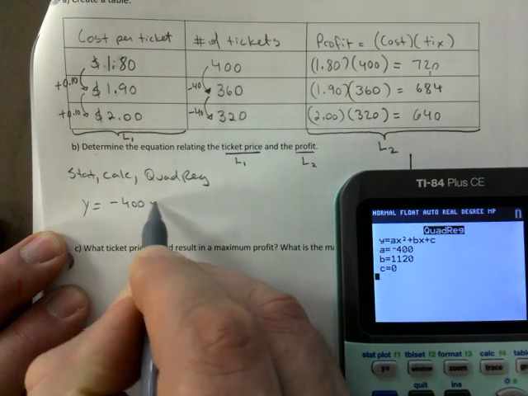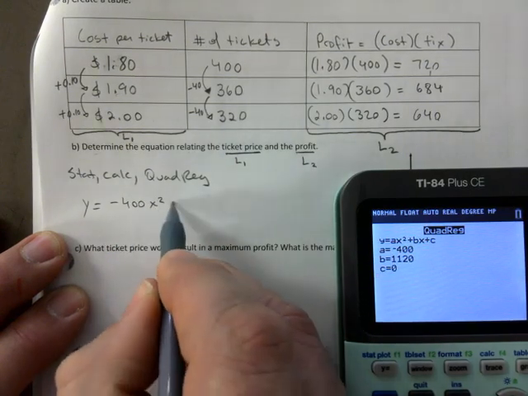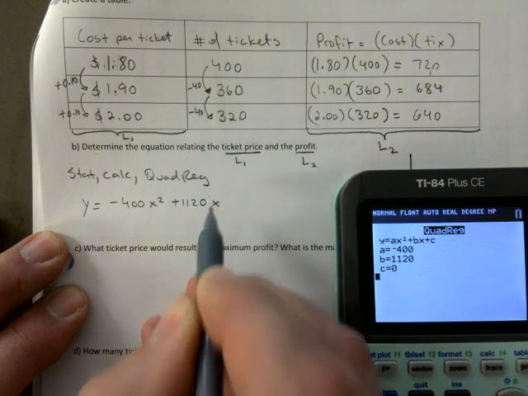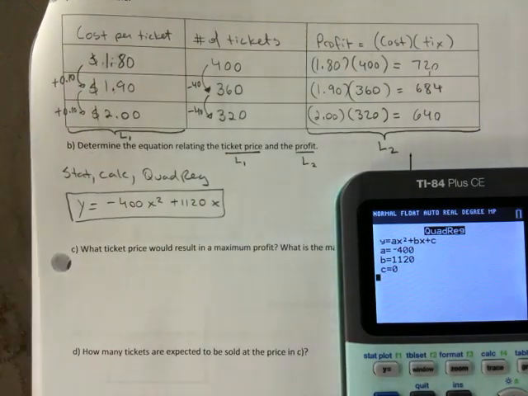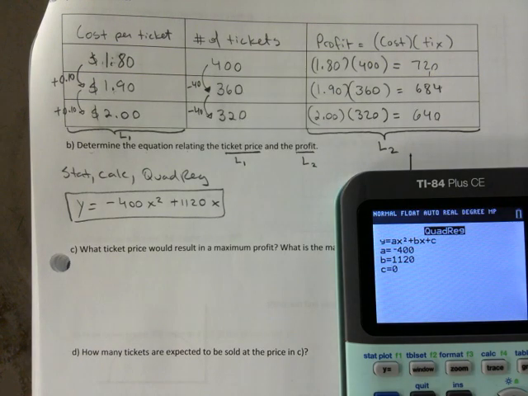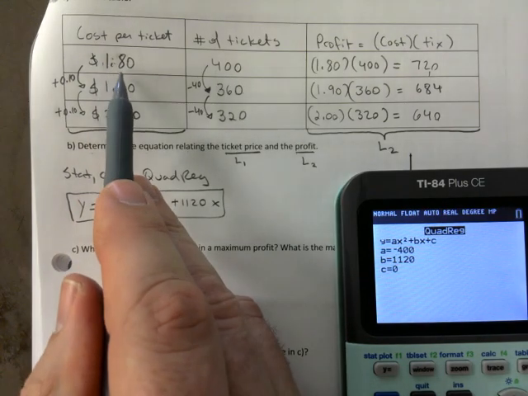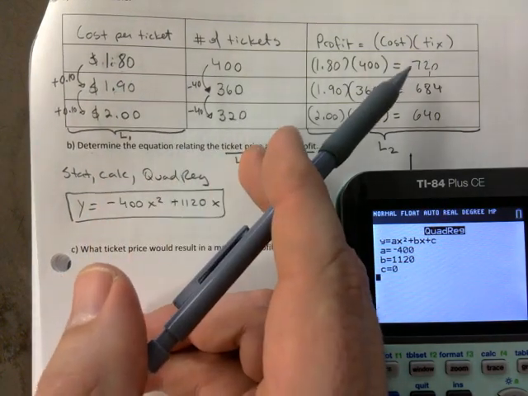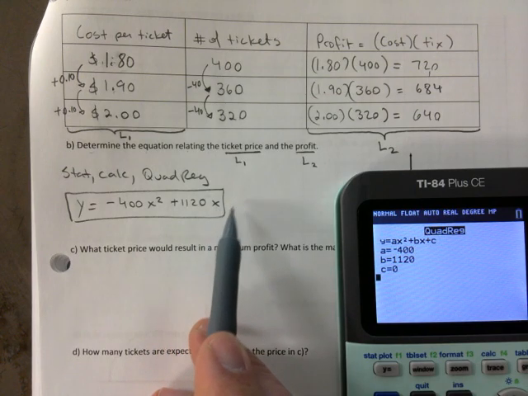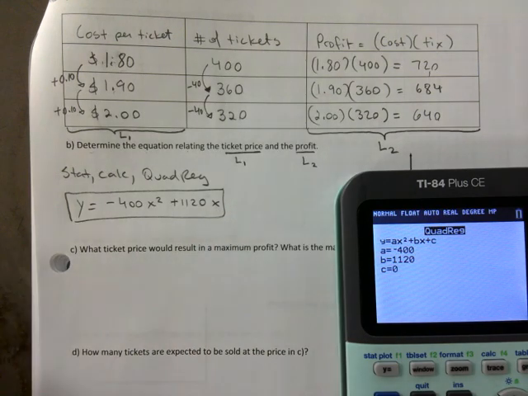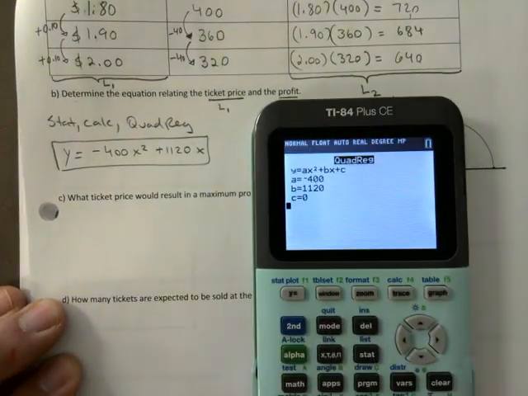Negative 400x squared plus 1120x, okay? So this equation. And profit questions are usually going to start at the origin, because if you charge $0, you're going to make $0, correct? Like zero ticket will give you 0 profit. So 0, 0 is our origin. So we can tell that our y-intercept is 0, okay? It makes sense. So let's go ahead and graph this thing.